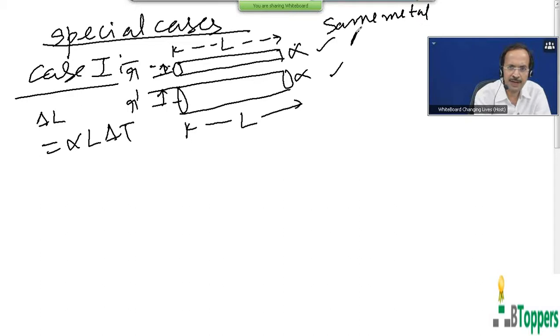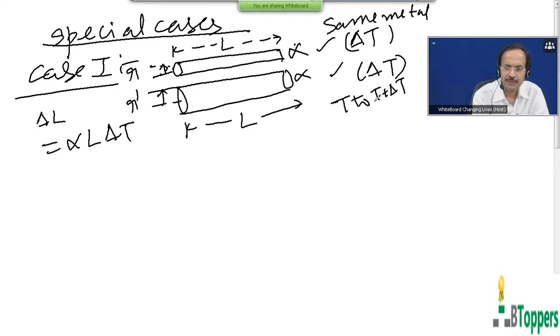Let us suppose both the rods are heated through the same range of temperatures. Both the rods are heated from temperature T to T plus delta T. That is, the initial temperature is the same for both the rods, and the final temperature is also the same. Because alpha is the same and the original length is the same for both the rods, when the change in temperature delta T is the same for both the rods, the change in length or elongation will be the same. That means the increase in length of the second rod is the same as the increase in length of the first rod.